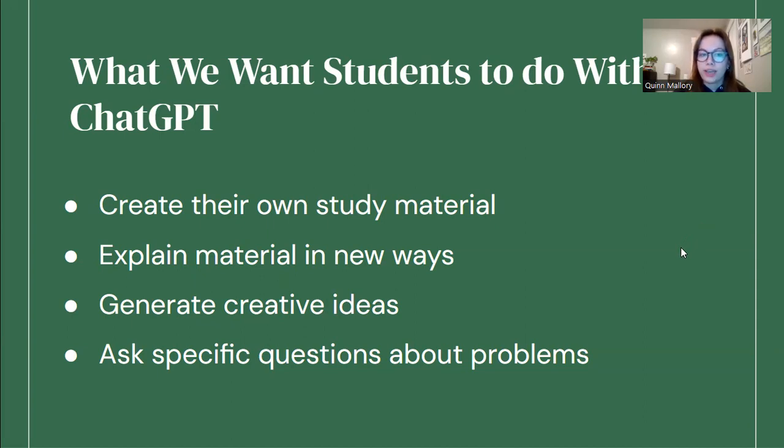Explain material in new ways. ChatGPT can be used to explain concepts to students in ways that make sense to them and clarify what they've learned in classes. Generate creative ideas. ChatGPT and other AI systems are simplifying ways to brainstorm and come up with new, innovative ideas. We need to be sure that we're using it to supplement our own intelligence and ideas rather than replacing them.